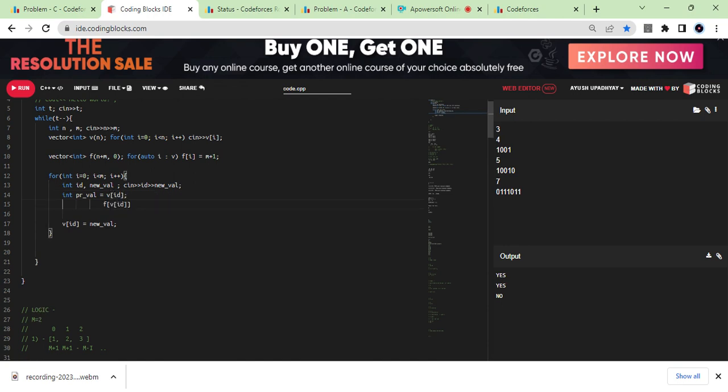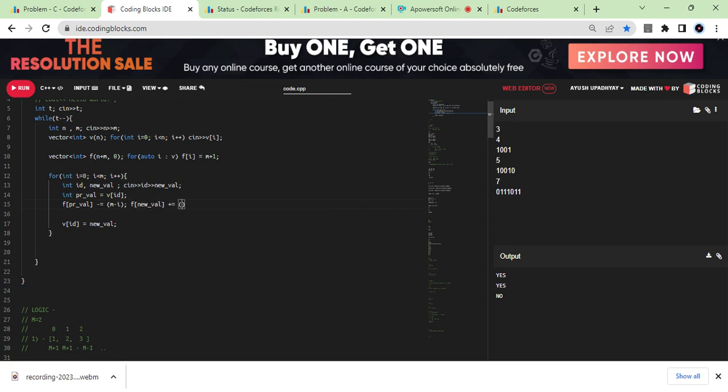And I will be saying frequency of previous value. I thought you would be coming all over, but you're not coming all over. So the previous value's frequency should be minus equal to m minus i. This is very important. The frequency of the new value is plus equal to m minus i.